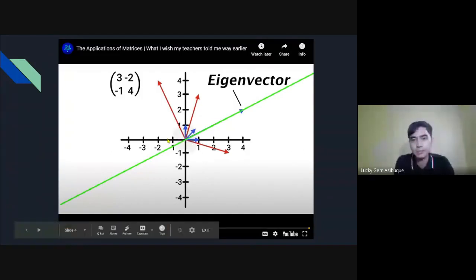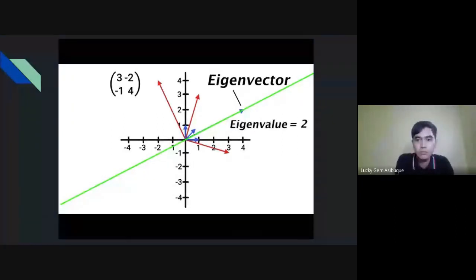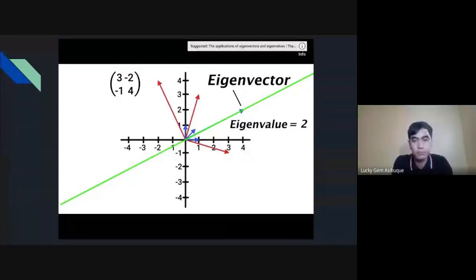And how much the vector is scaled by, or 2 in this case, since the length doubled, is known as the eigenvalue. I'm not going to go through how to solve for these, but the vocabulary will come up later.